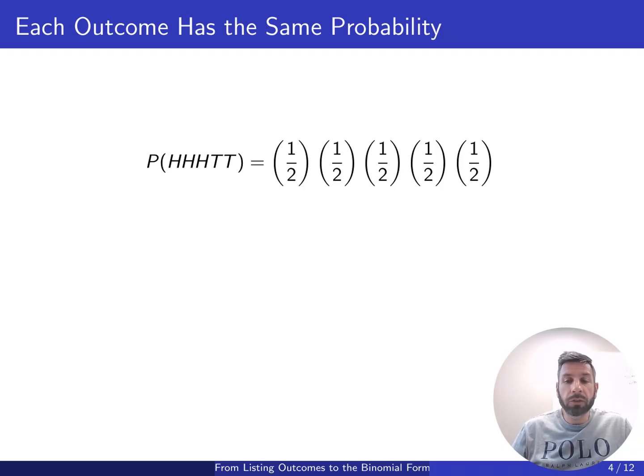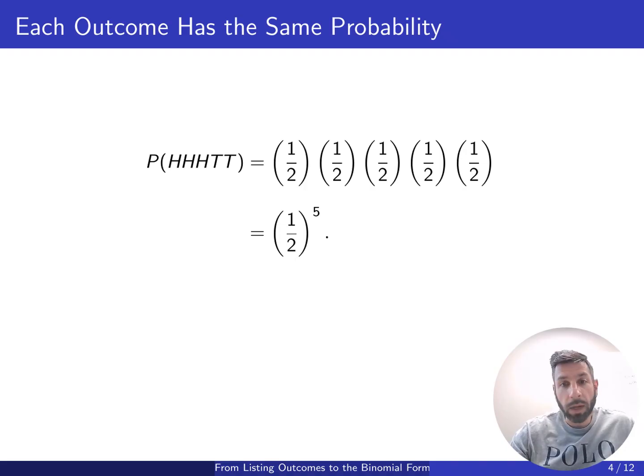So if we go back to the axioms of probability and our rules for probability, we'll recognize that the probability of getting heads, heads, heads, tails, tails, you think about this as head on the first, head on the second, head on the third, tail on the fourth, tail on the fifth toss. And since the coin is fair, we have a probability of 1/2 for all of these. And of course, 1/2 times itself 5 times is 1/2 to the fifth.